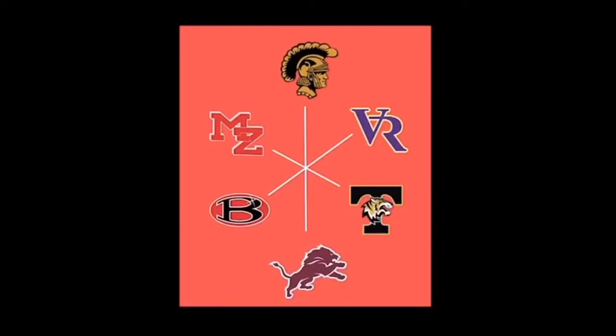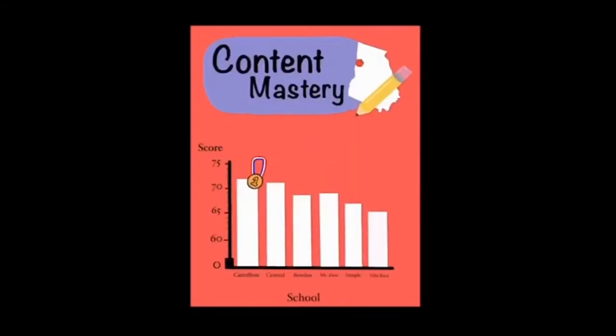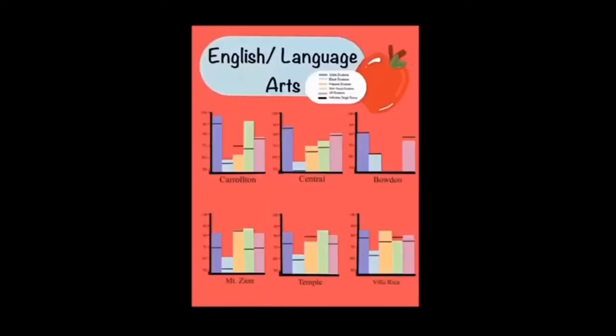So, let's take a look at the data. Feel free to pause at any time to further examine the graphs and tables. In the topic of content mastery, Carrollton High School had the highest overall score, and Villa Rica High School had the lowest overall score. However, examining overall scores doesn't tell us much about the correlation between specific student demographics and academic success. To help you better understand an example of this relationship, I'm going to examine how students of different races performed in a specific subject, language arts.